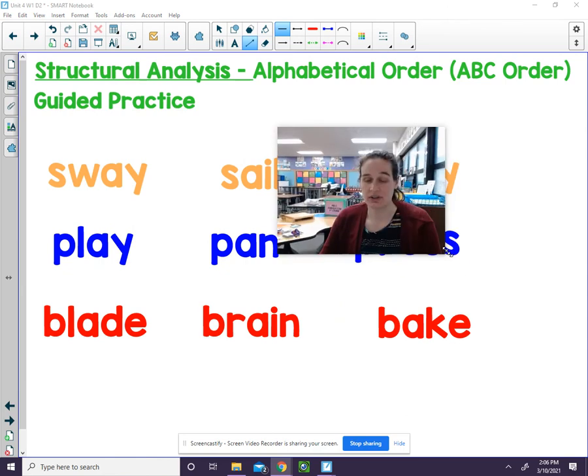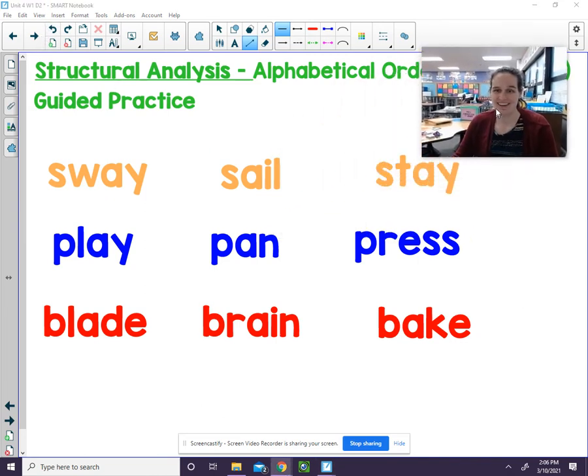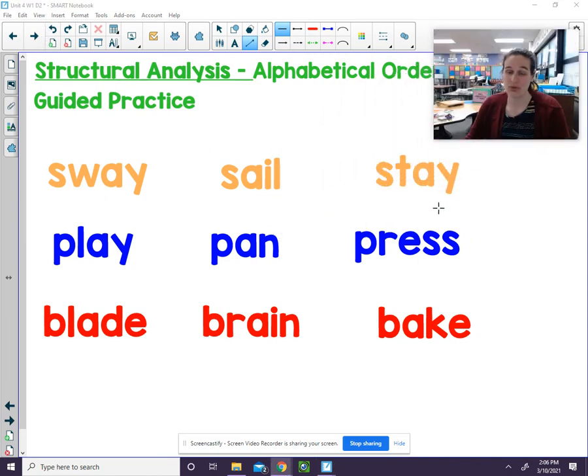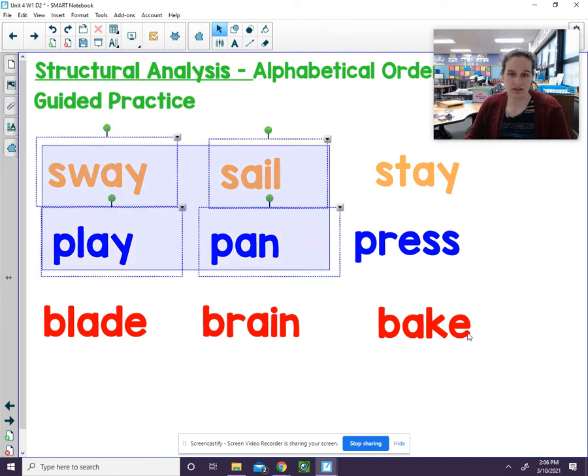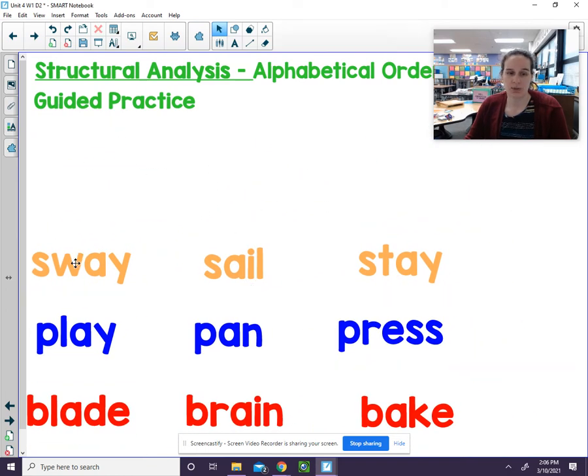We're going to take a look at these examples, and we're going to decide which order we should put the words in. We might have to look at only the first letter, or we might have to look at the first 2 letters. Let's go ahead and we'll get started. The first thing I'm going to do is I'm going to make some space so we can drag the words up here. Let's start with these words here.